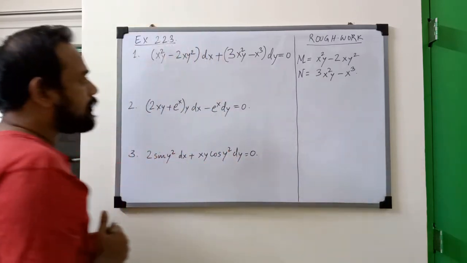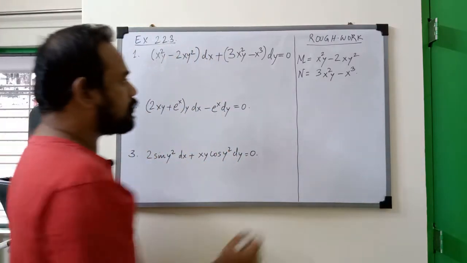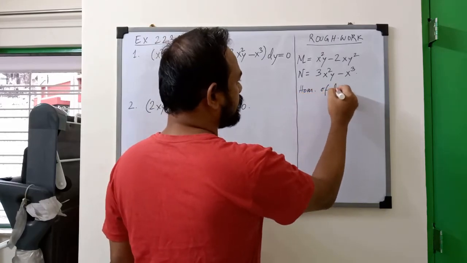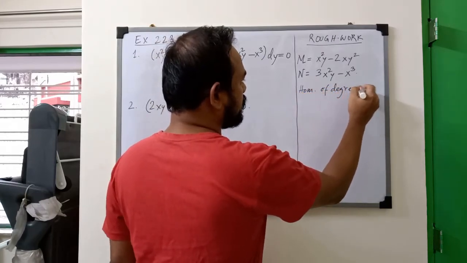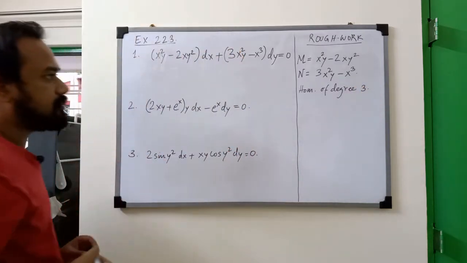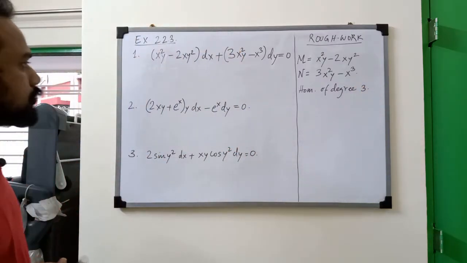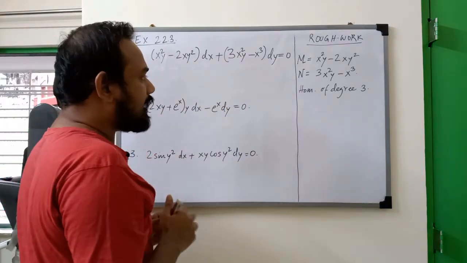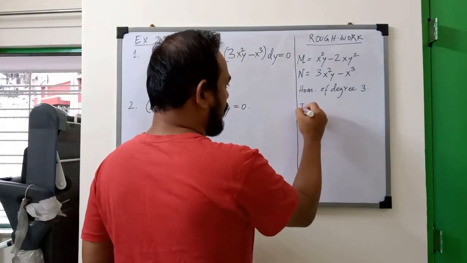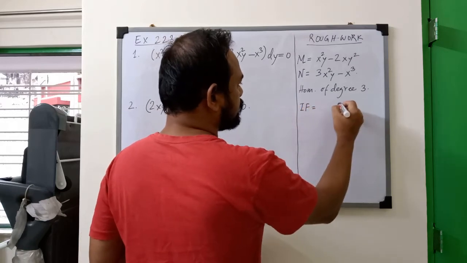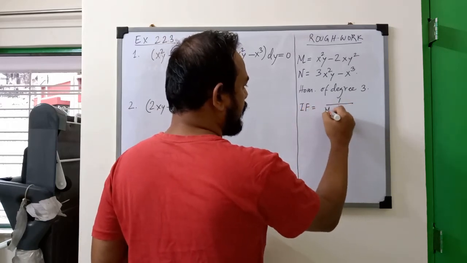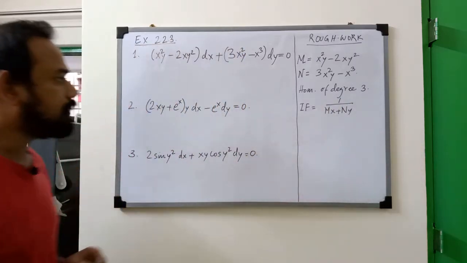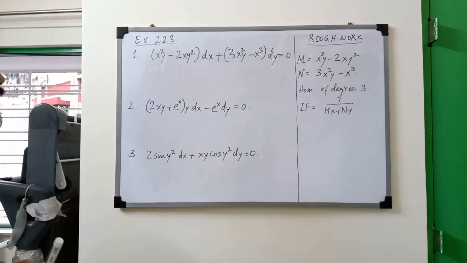So M and N are homogeneous of degree 3. And for such problems, for ODEs with these homogeneous M and N, the integrating factor was just 1 over Mx plus Ny, given this expression was non-zero. Okay, that was one of the rules.